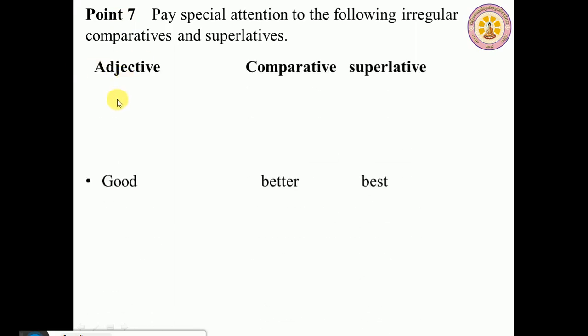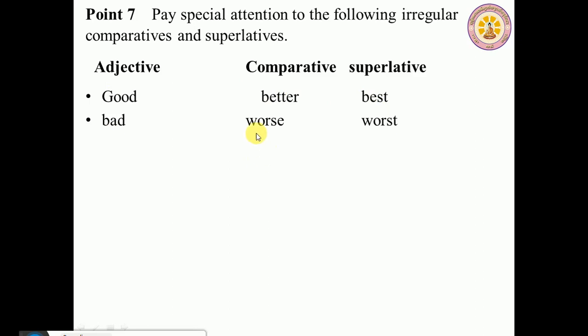Okay, point 7: pay special attention to the following irregular comparatives and superlatives. So every grammar point always has exceptions. Example, good. The comparative is not gooder, we change it to better, and the superlative is best. Good, better, best. Bad becomes worse, worst.